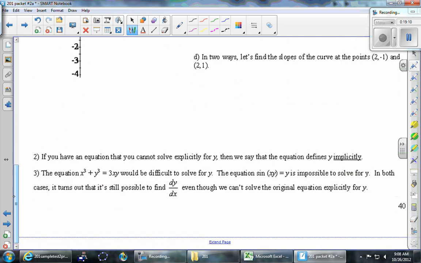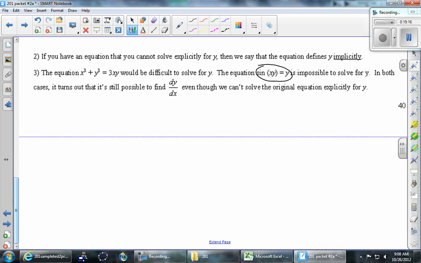Okay, let's come down here. Let's look at this guy right there. Can you guys, in your groups, and this one will be a little longer, so maybe about a minute, take a derivative of both sides: sine of xy equals y. Take a derivative of both sides.